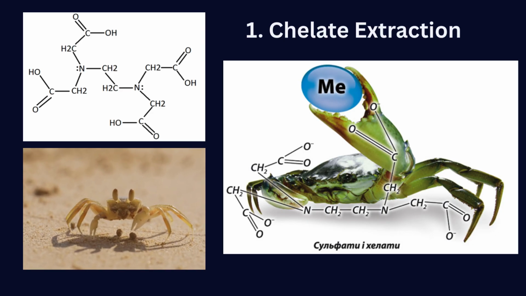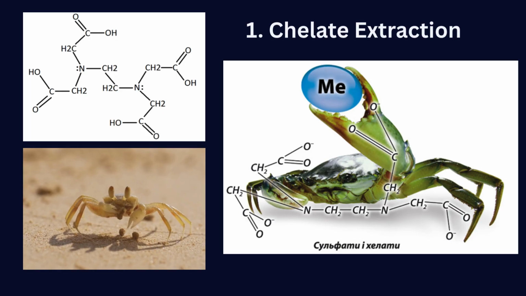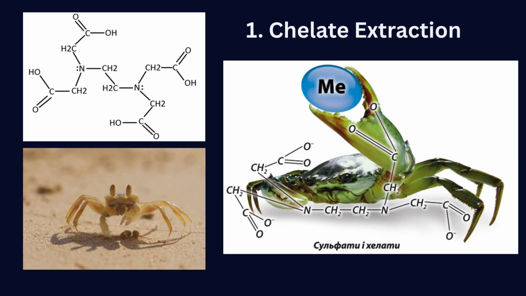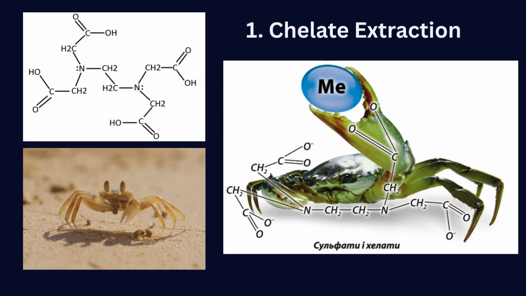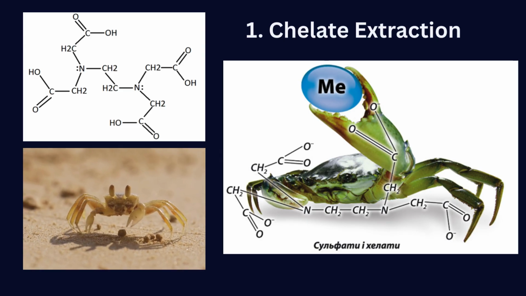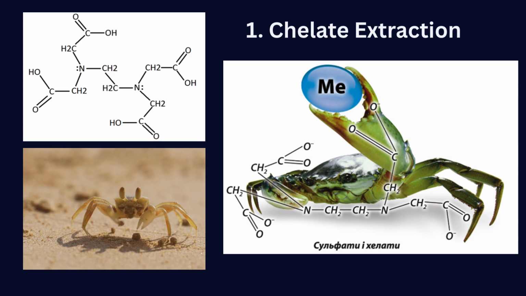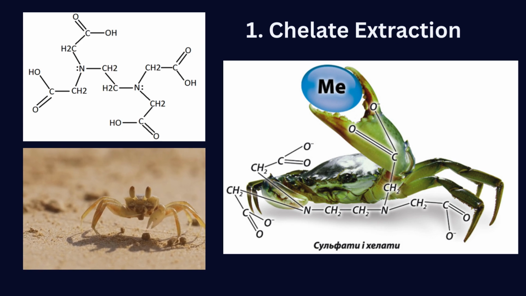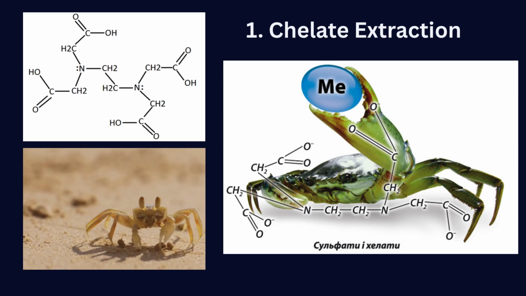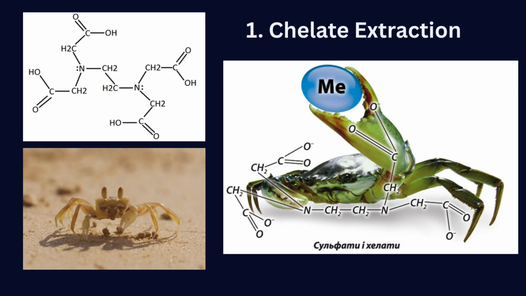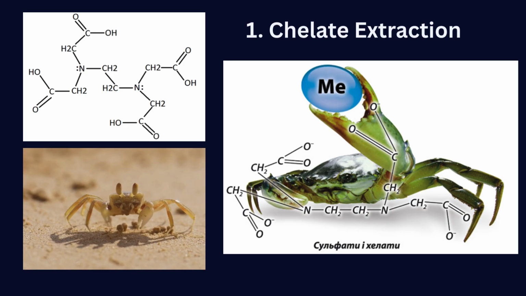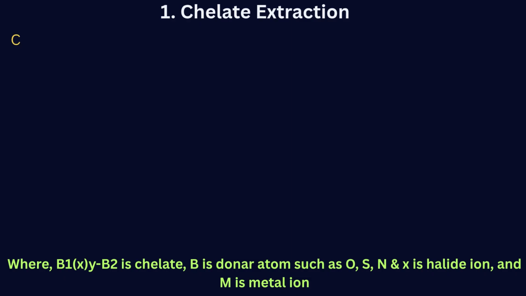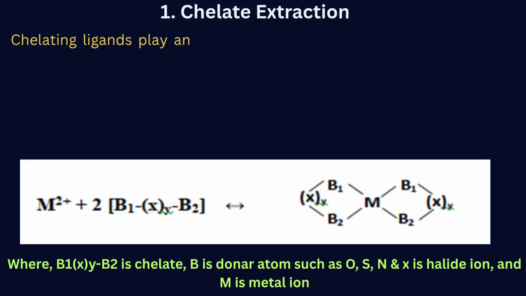The image of the crab symbolically illustrates chelate extraction, where a metal ion, Me, is held tightly like a crab's claws by a chelating ligand through multiple coordination sites such as oxygen or nitrogen atoms. This forms a stable ring-like complex, making the metal more soluble in the organic solvent. Such chelation enhances extraction efficiency and selectivity by forming neutral, lipophilic metal-ligand complexes. Generally, the chelating ligands play an important role in extraction of metals.